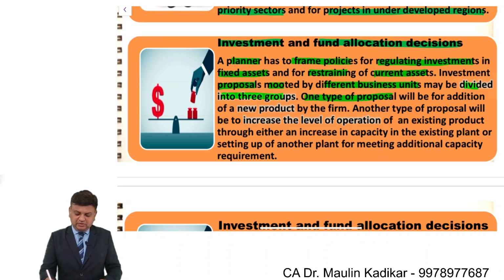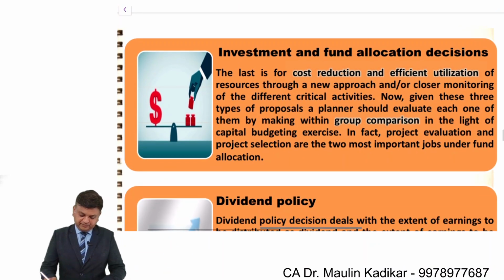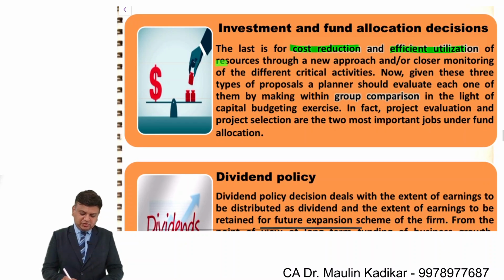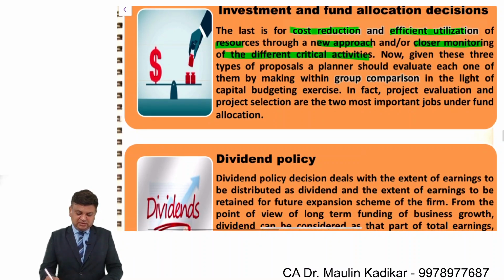One type of proposal will be for addition of a new product by the firm. Another is to increase the level of operation of an existing product through either an increase in the capacity of the existing plant or setting up another plant for meeting the additional requirement. The last is for cost reduction and efficient utilization of the resources through a new approach and or closer monitoring of the different critical activities.